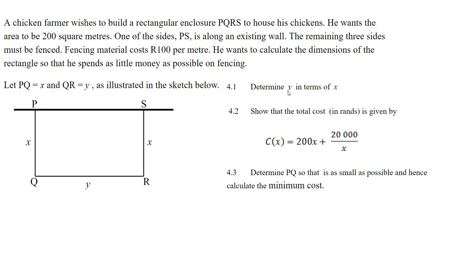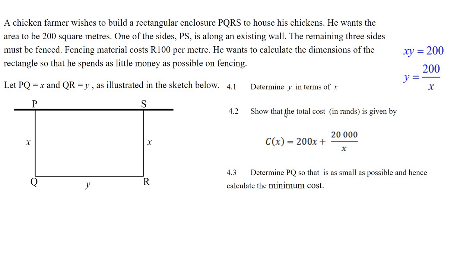Well, the first question is determine Y in terms of X. Figure out Y in terms of X. Well, we've got a relationship here. We've got the area, so we can go XY equals 200. So that's what we do. XY is 200. But we want to figure out what Y equals in terms of X. We just divide by X. There it is. Y equals 200 over X. Well, we're going to use that to do the next question.